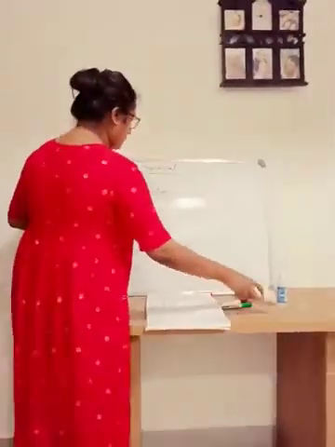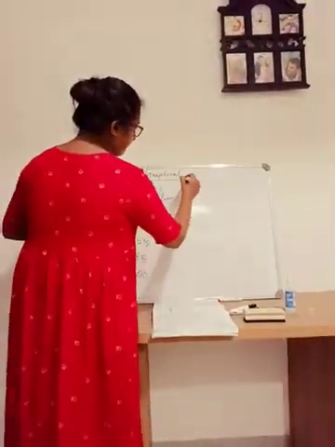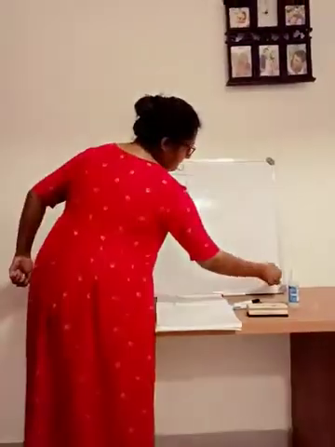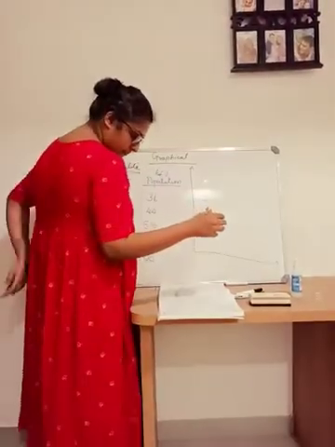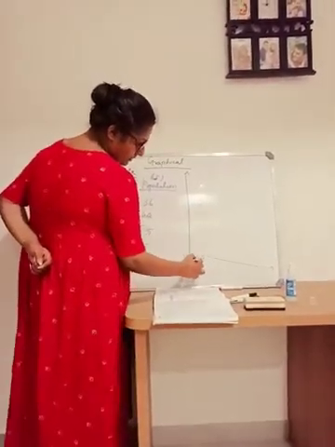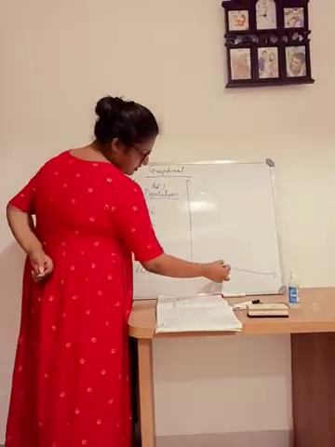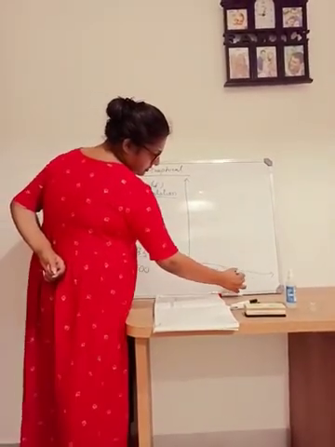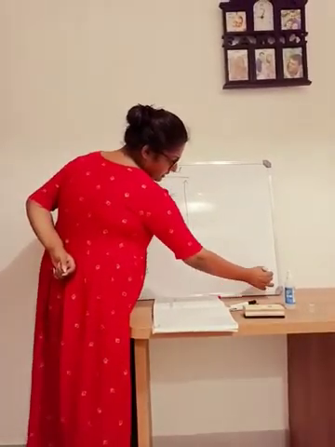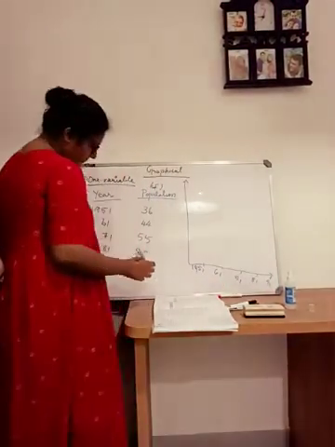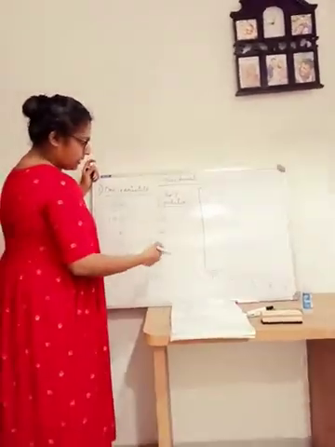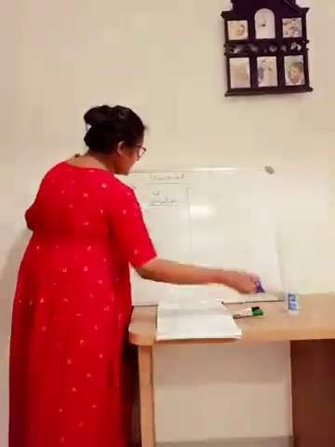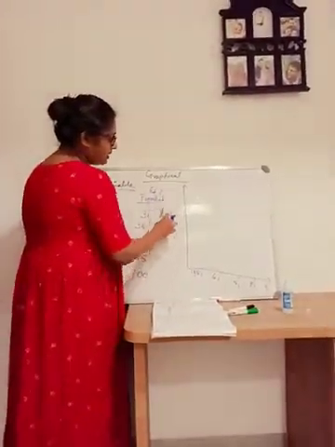So we will depict this. 1951, 61, 71, 81, 91. And I am going to take 20, 40 itself because I don't have space here. You can take 10, 20, 30 like that.